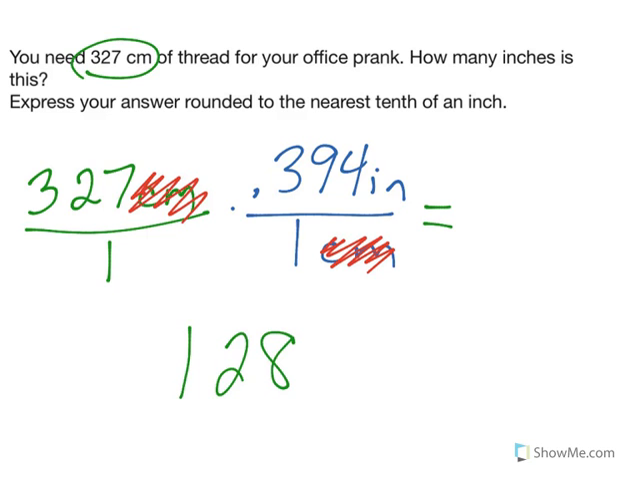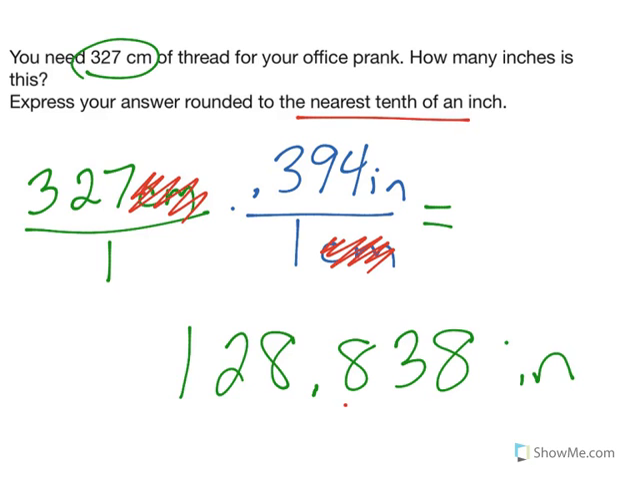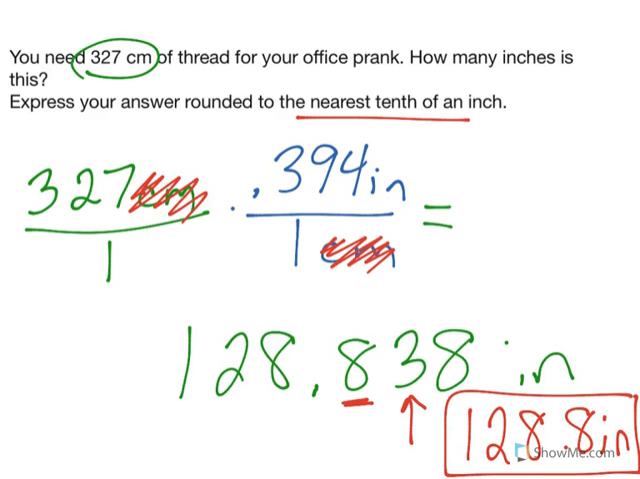So I have 128.838 as my answer, and that's in inches. Remember, we are going to the nearest tenth of an inch. So here's the tenth. I go one place past. 3 tells me to round down, so my final answer is 128.8 inches. Okay, so that's the first way to do it using this particular conversion.